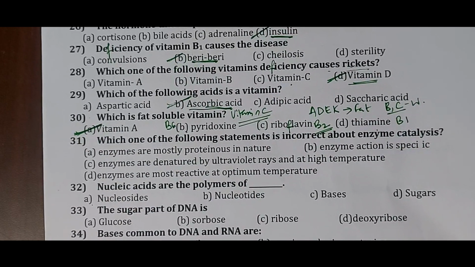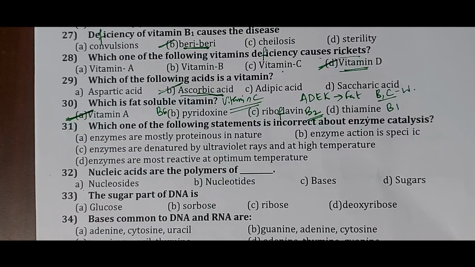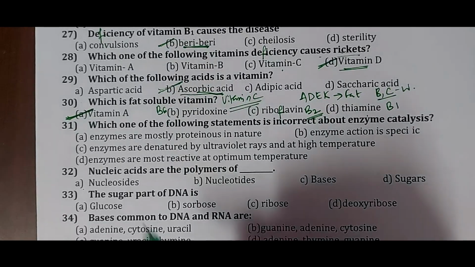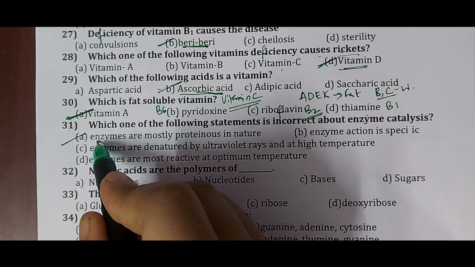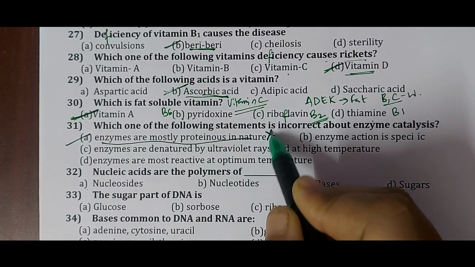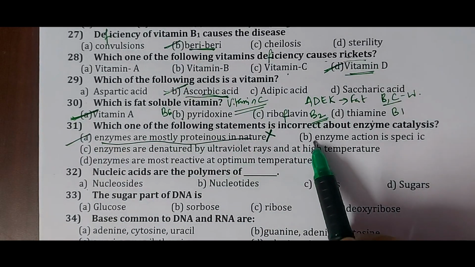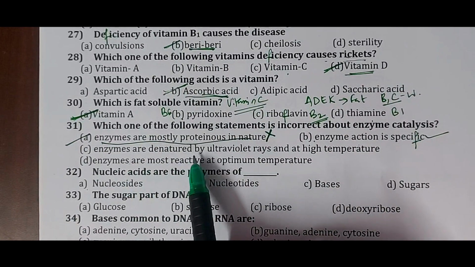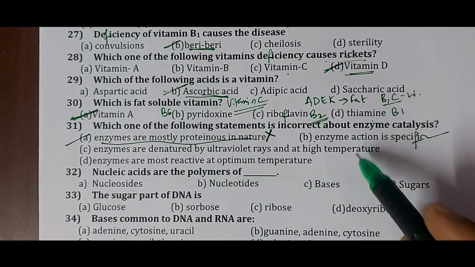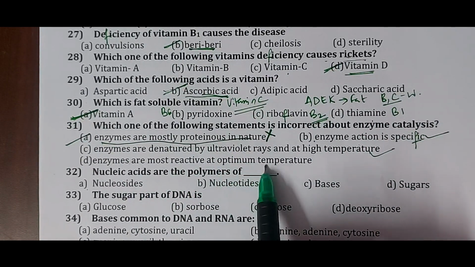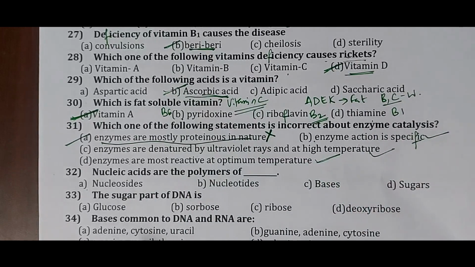Next, which one of the following statements is incorrect about enzyme catalysis? Enzymes are mostly proteinaceous in nature. So this is the incorrect one. It is just telling you what enzymes are. Here it is not saying anything about enzyme catalysis. So this is the wrong statement. Enzyme action is specific. Yes, this is correct. Enzymes are denatured by ultraviolet rays and at high temperature. This is also correct. Enzymes are most reactive at optimum temperature. This is also correct.